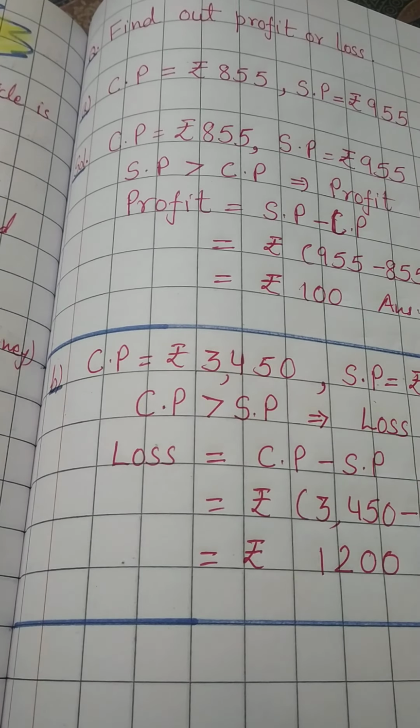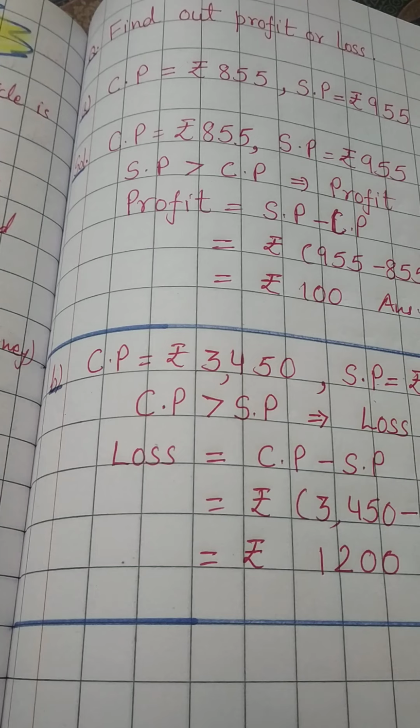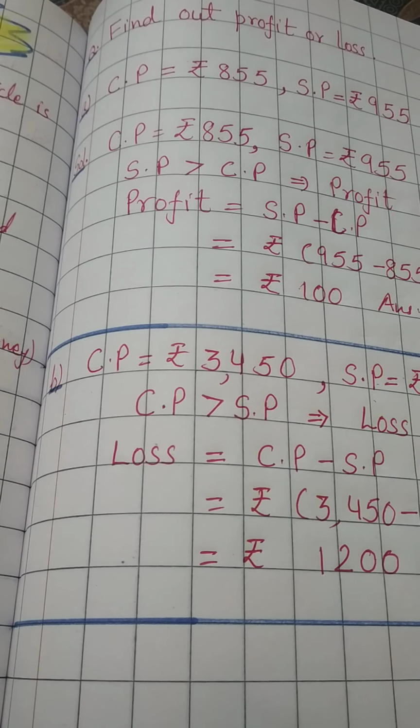The question is, find out profit or loss. Cost price is ₹855 and selling price is ₹955. If you are an active, intelligent student, you can easily compare these two. Which is greater, selling price or cost price? Yes, selling price. If selling price is greater, that means we are getting profit, or gaining some extra money, right? So extra money is called profit.